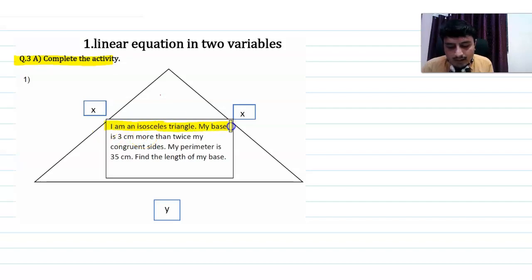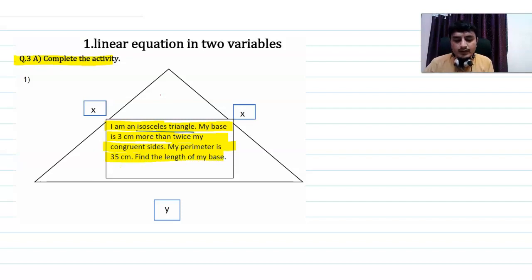I am an isosceles triangle. First of all, be focused. What is meant by an isosceles triangle? An isosceles triangle means a triangle whose any two sides are congruent, or we might say equal. Such a kind of triangle is said to be an isosceles triangle. My base is 3 cm more than twice my congruent sides. My perimeter is 35 cm. Find the length of my base.